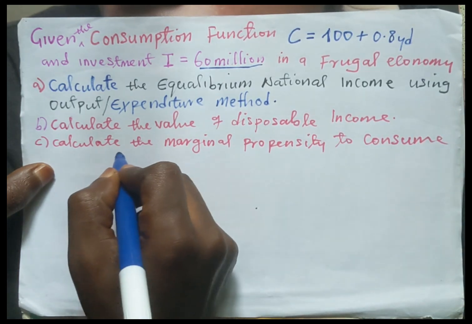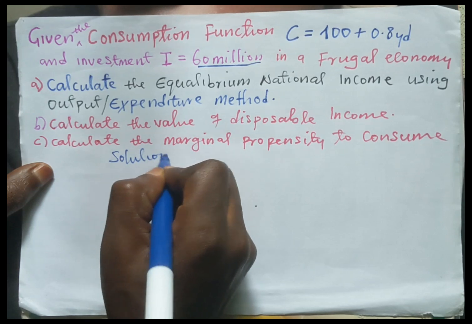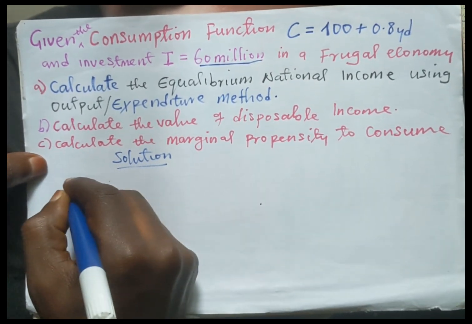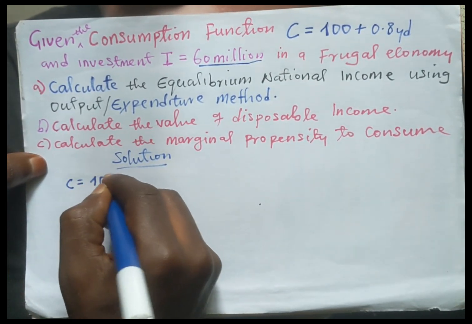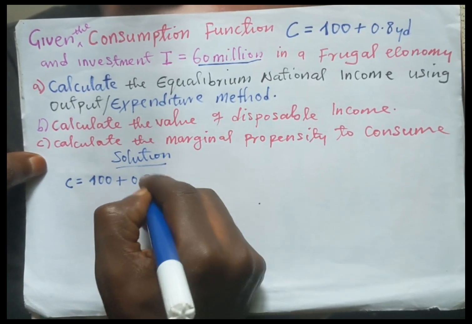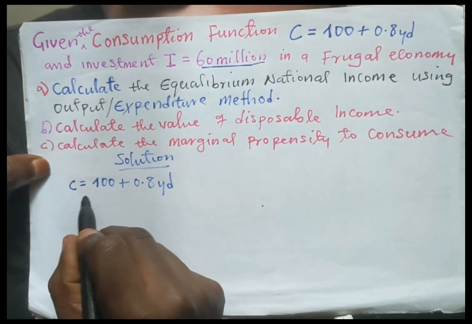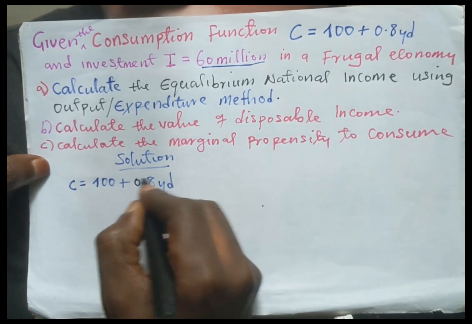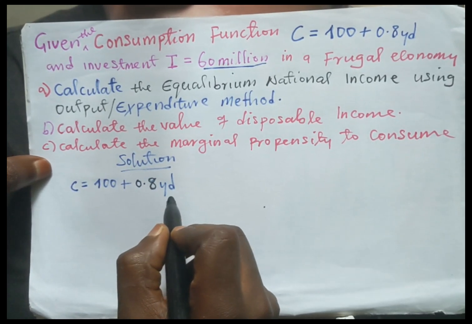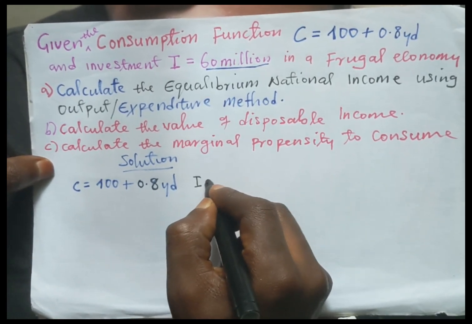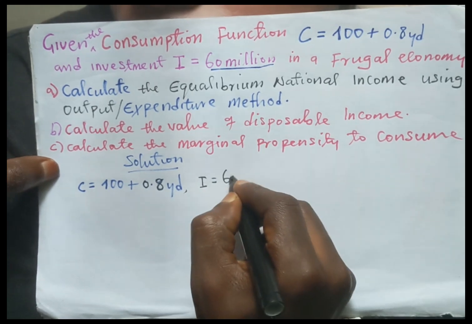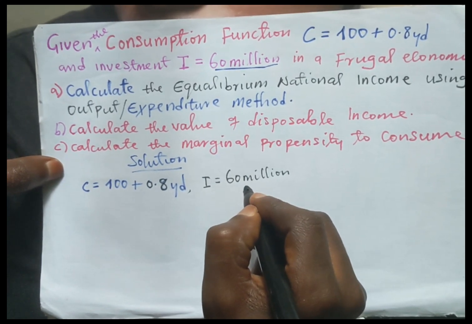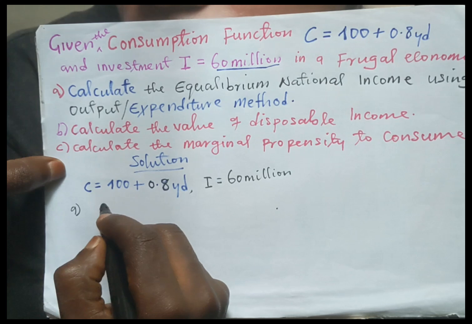So, solution. We have consumption given as C equal to 100 plus 0.8 YD, and investment equal to 60 million. A. Income is always denoted as Y.